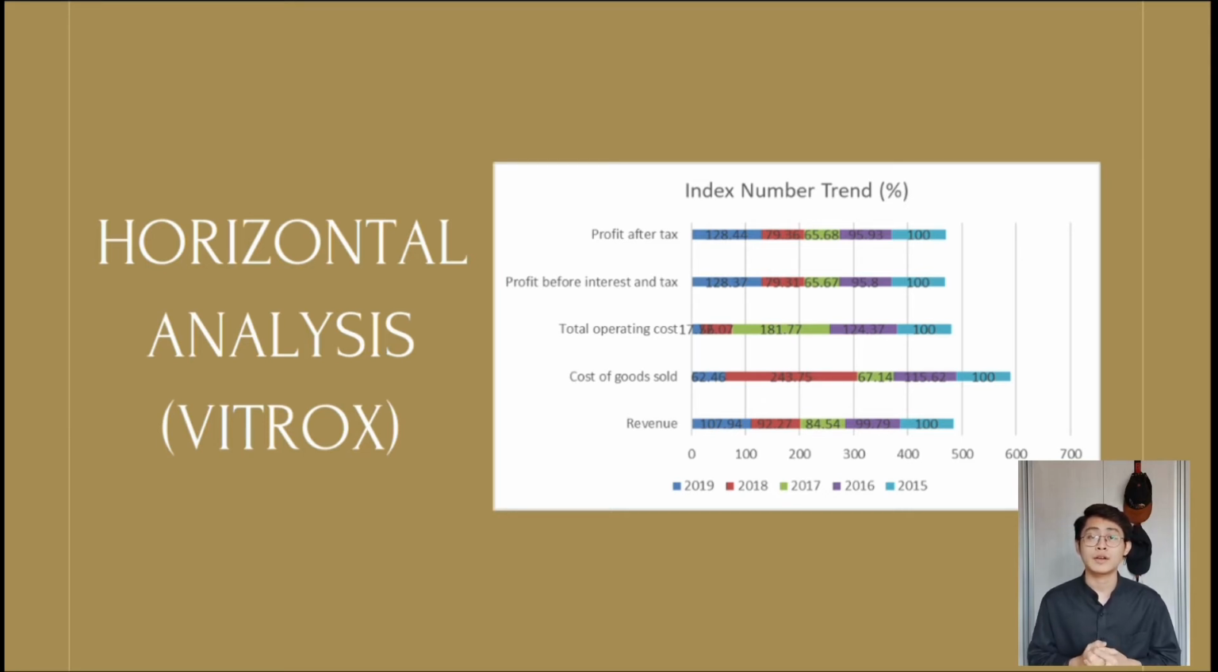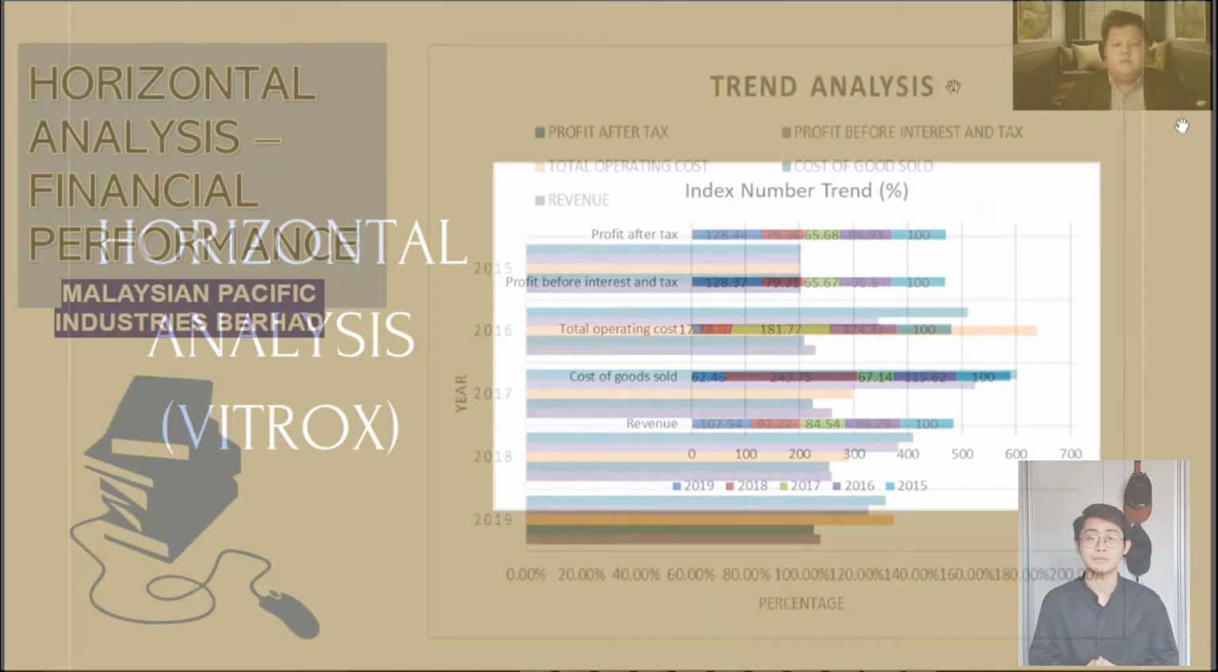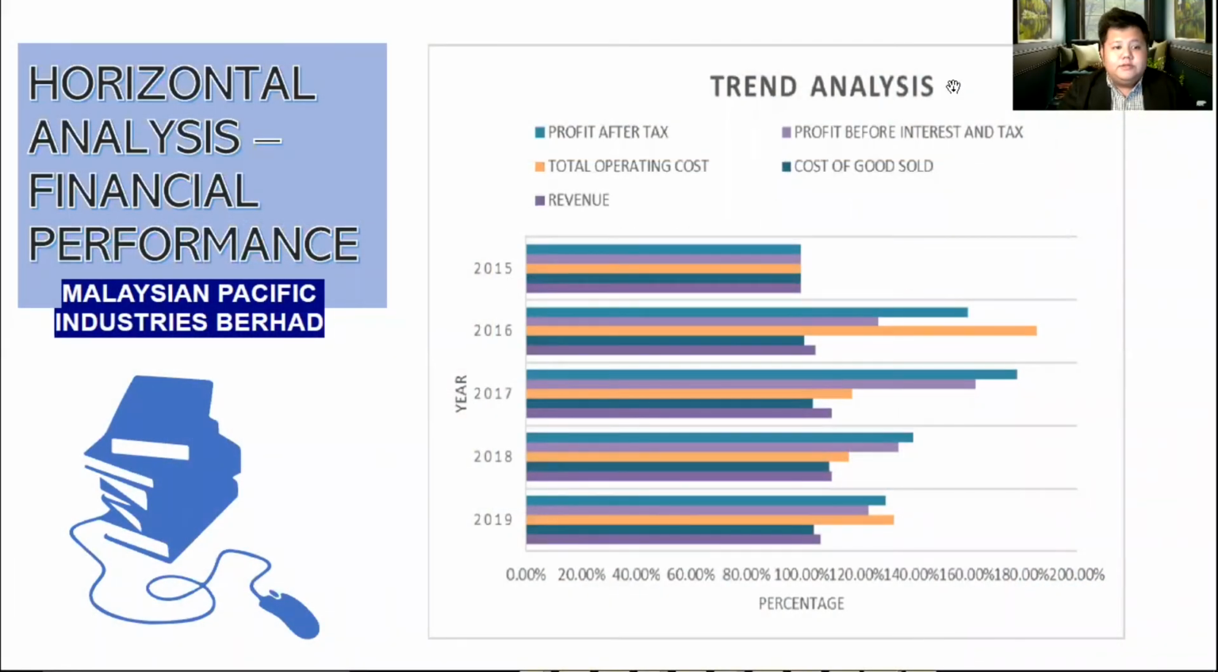As we can see on the chart for the 5 consecutive years, the index number trend percentage for 2015 is 100%. It went down in 2016 and 2017 from 99.79% to 84.54%. But in 2018, it started to increase to 92.227%. It keeps on increasing to 107.94% in 2019. The possible reason for these changes might be the increasing number of customers, increasing prices, and increasing frequency of transactions per customer. So this is the horizontal analysis of MPI Berhad.